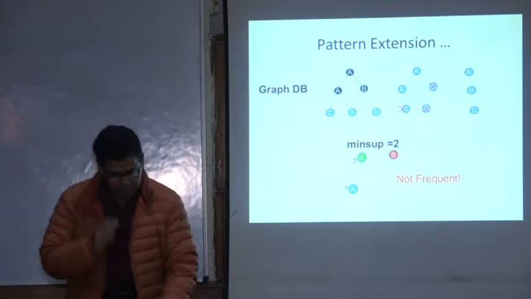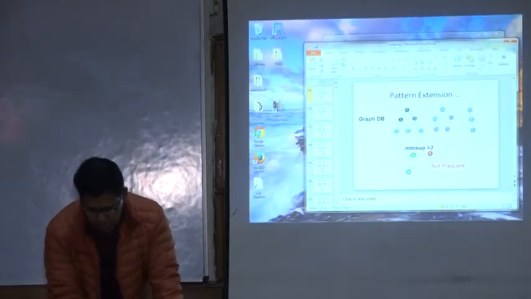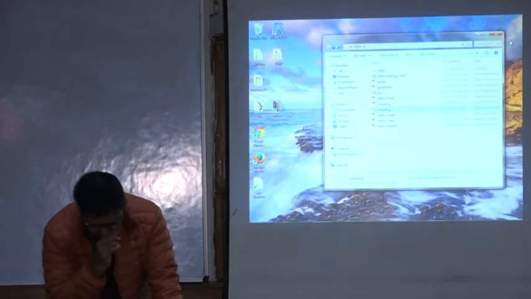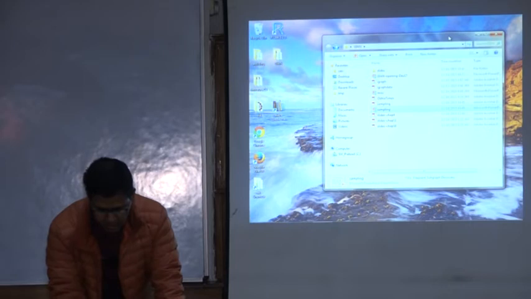All right then. Now we move on to the next topic. After doing the structure, the pattern mining, now we come to clustering.